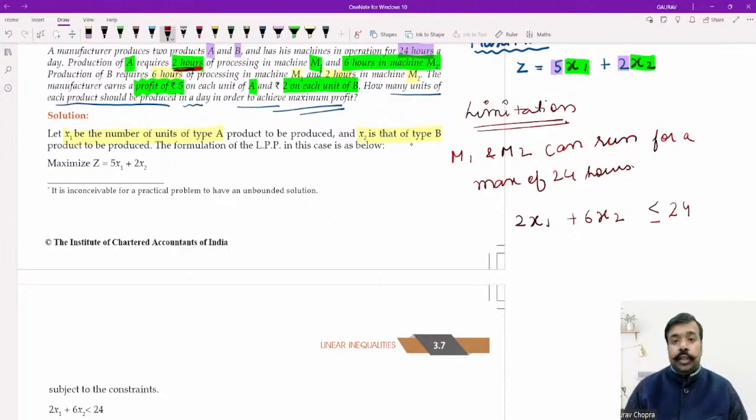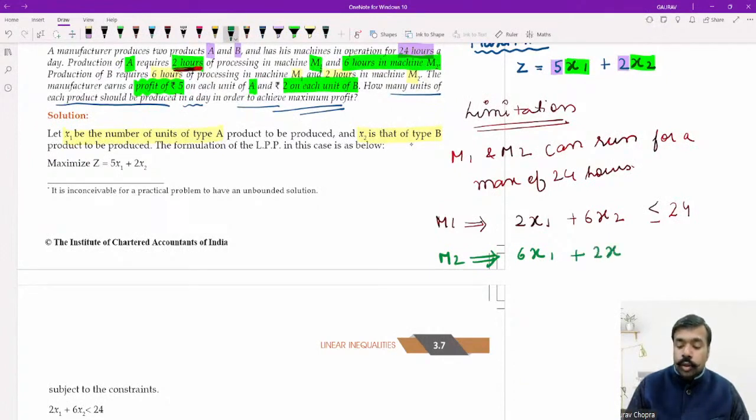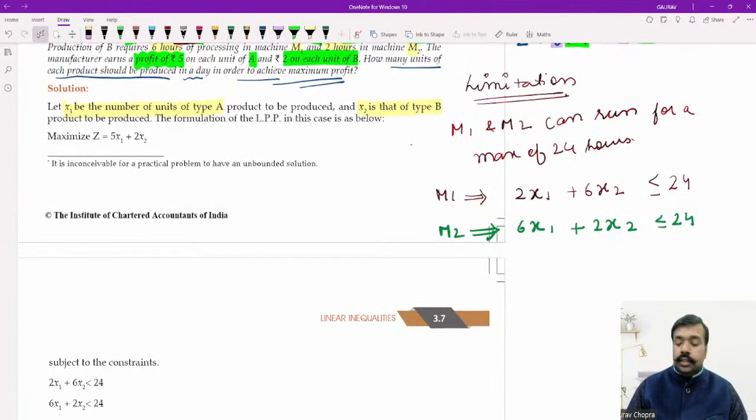Similarly, the second equation is for M2. This equation was for M1. Now for M2, product A requires 6 hours on M2, so 6x1. And product B requires 2 hours on M2, so we can write 2x2. And it will be less than or equal to 24 again. So this is the limit. In this way, we can prepare the equations.